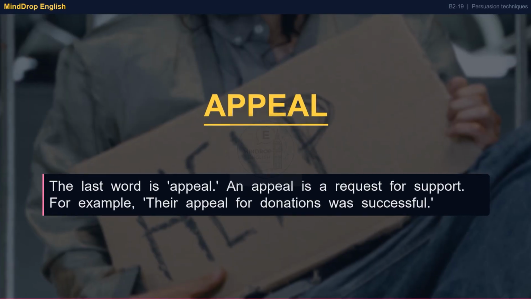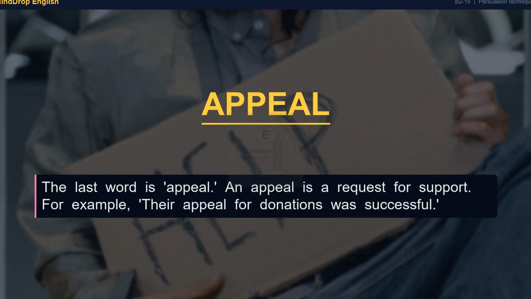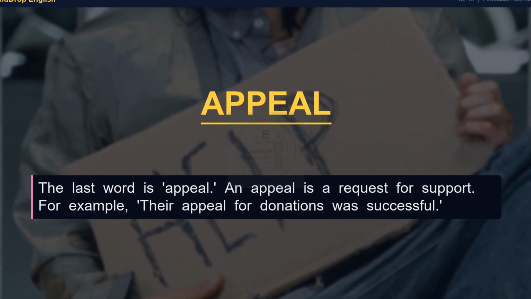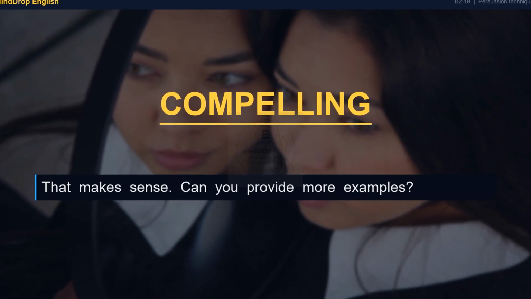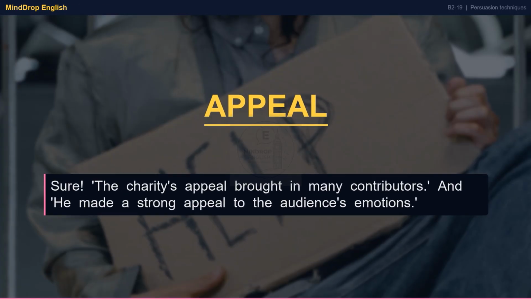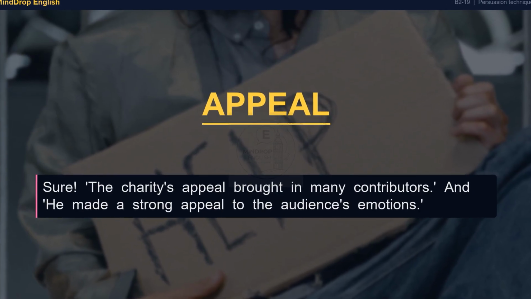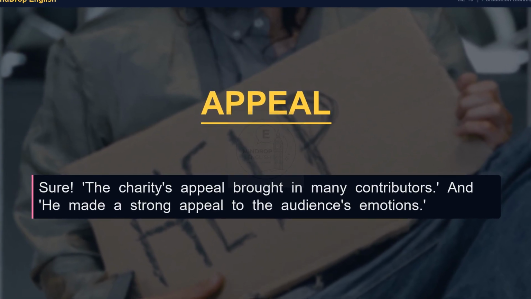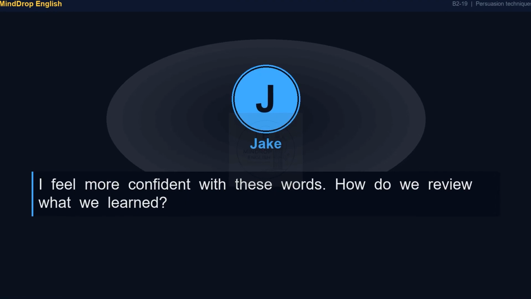The last word is appeal. An appeal is a request for support. For example, their appeal for donations was successful. That makes sense. Can you provide more examples? Sure. The charity's appeal brought in many contributors. And, he made a strong appeal to the audience's emotions. I feel more confident with these words.